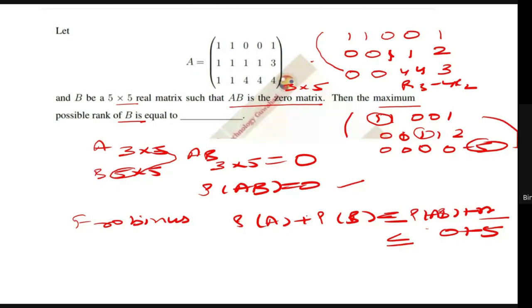Do you have any problem or no? So the rank of A is 3 plus rank of B, so rank of B is less than or equal to 5 minus 3, that is 2. The possible rank of B can be 2, 1 and 0. They ask the maximum possible rank of B, then it can be 2. So the answer will be 2. Got it?